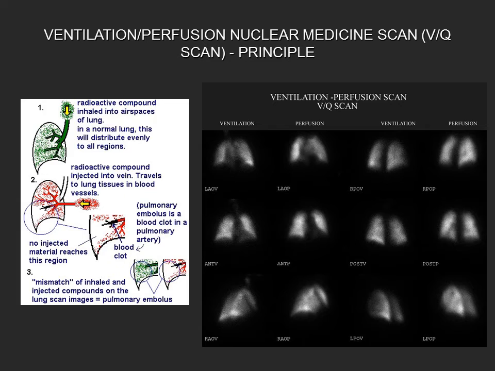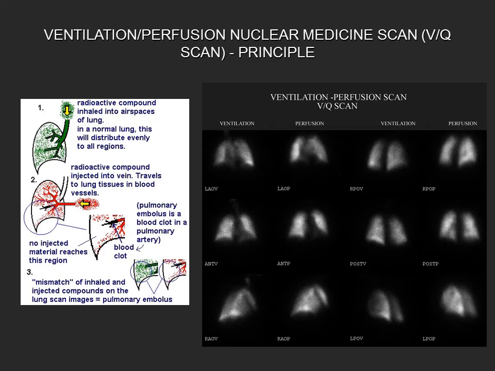The next imaging technique to discuss is the use of ventilation perfusion scans in the diagnostic workup of pulmonary embolism. In ventilation perfusion scans, a radioactive compound, usually xenon-133, is inhaled and a radioactive compound, usually serum albumin tagged with technetium-99, is injected intravenously. As illustrated, in a normal lung, air will distribute evenly throughout all lung fields, and the radio-labeled serum albumin should distribute evenly throughout the lung vasculature.